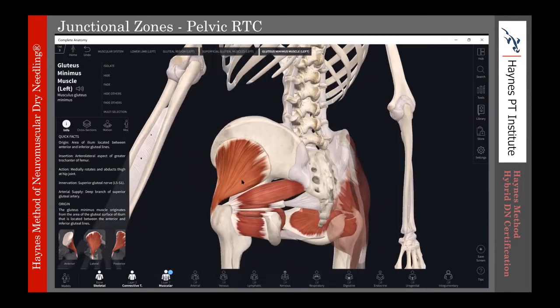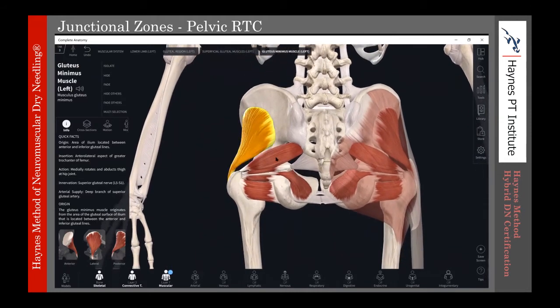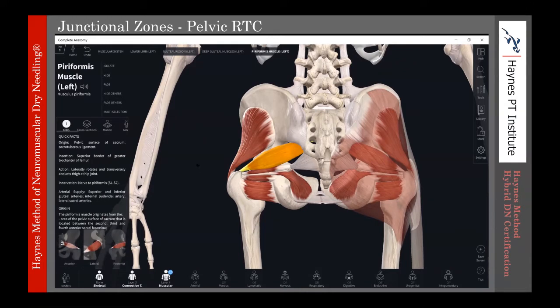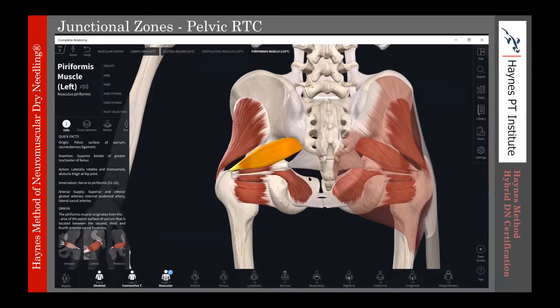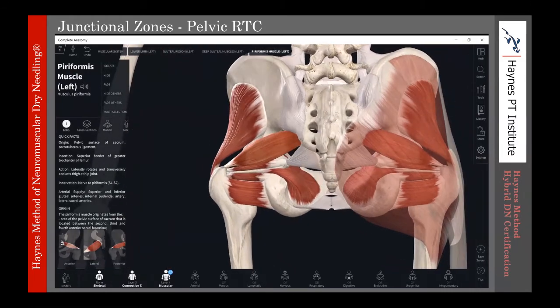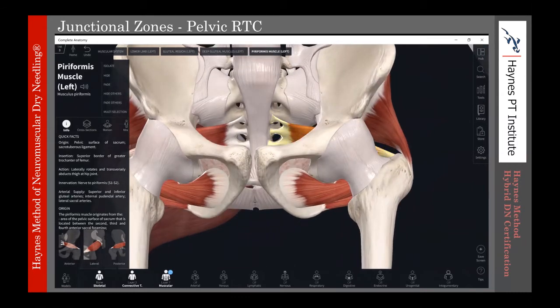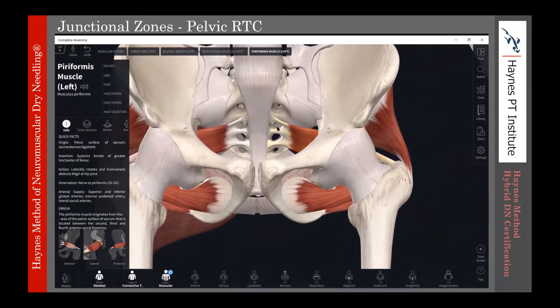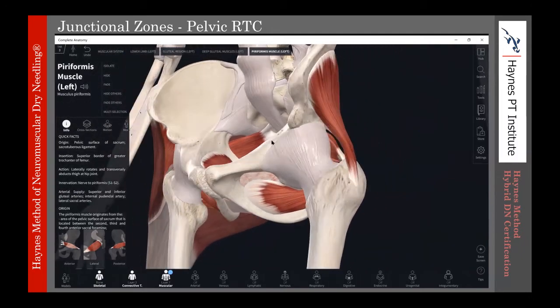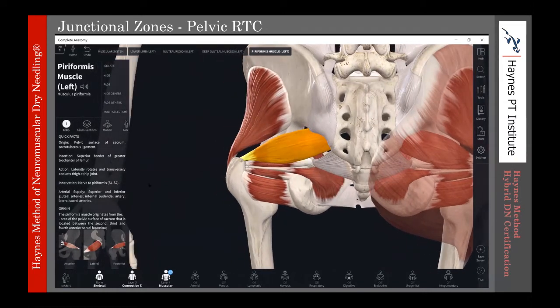So we'll move down to the piriformis. The piriformis, the origin is on the pelvic or the anterior surface. If we look through the foramen, you can kind of see, well, let's look at it anteriorly. So piriformis, again, it has fibers that go around the sacral foramen, but it attaches very medially onto the sacrum. And then it inserts into the superior border of the greater trochanter of the femur.